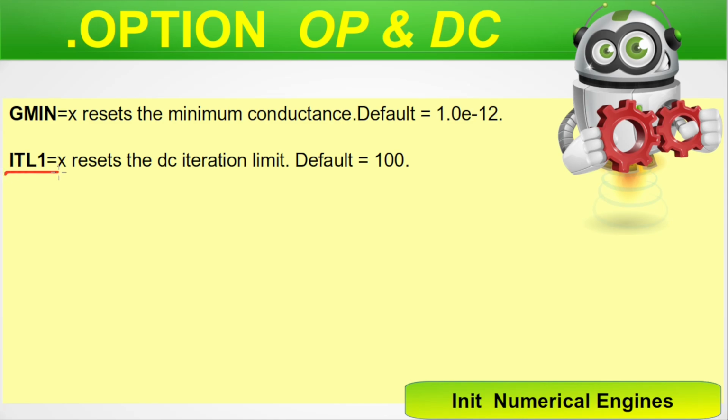Next, ITL equal to X resets the iteration limit for the DC. So iteration limit is the iteration limit of the numerical engine for the DC solution. Default is 100. You can vary this iteration limit up and down, and accordingly you can help with the non-convergence problem. Again, I mentioned these are respective to ngSpice, and you can have similar options in each of the industrial SPICE tools from one vendor to another vendor.